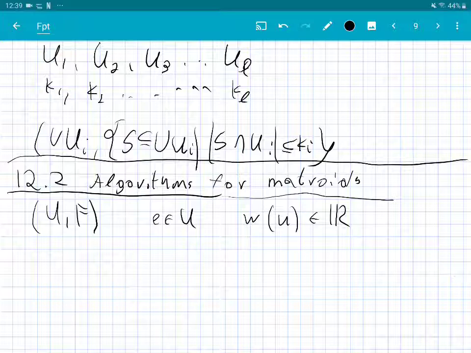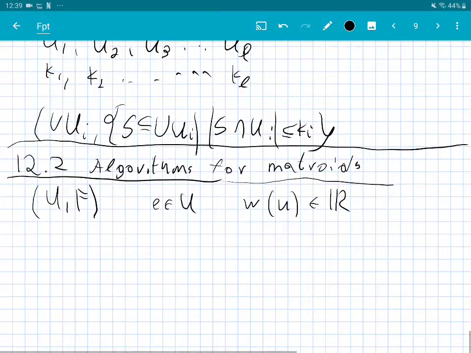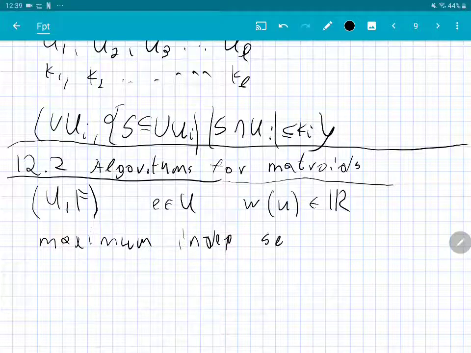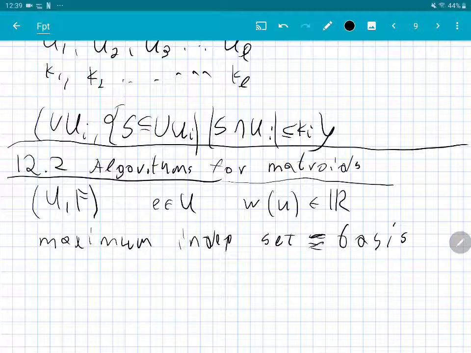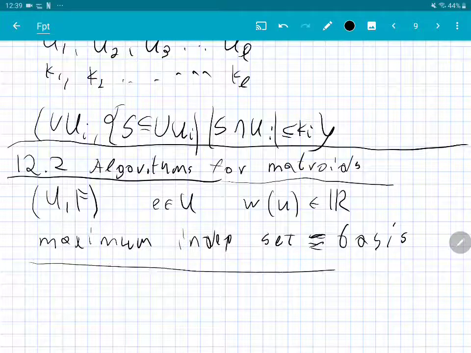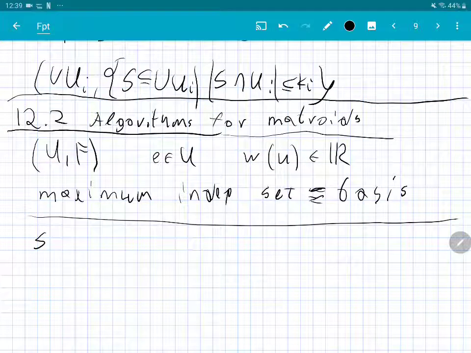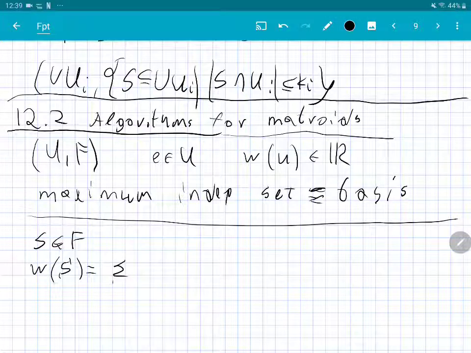Now, to remind you, all the maximum independent sets in a Matroid have the same size because of the exchange property. We are going to call them bases, just because of the linear algebra connotation, right? So given this cost, I would like to compute the minimum cost basis, where given a set S in F, its weight is just the sum of the weights of the elements in the set.